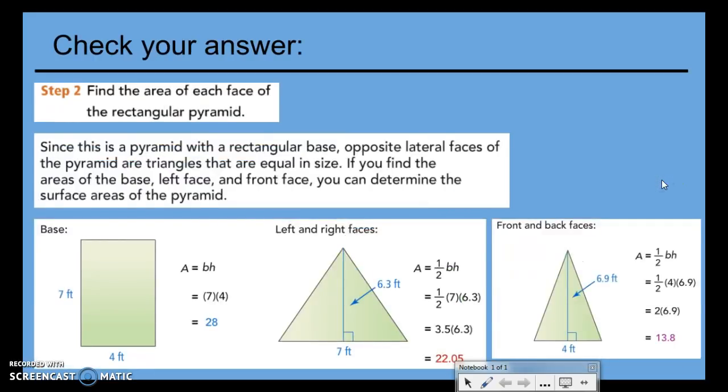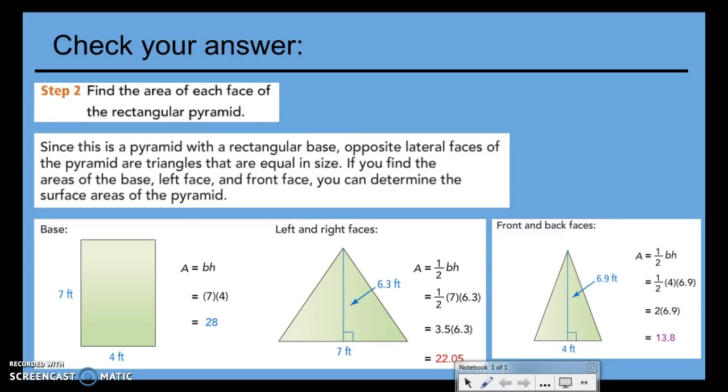Alright, now you're going to find the area of each of your shapes. You have three separate shapes. You have one base, which is a rectangle. That's the easiest one to find. You have two left and right faces, which you're doing your formula for a triangle. Okay. Then you have two front and back faces.